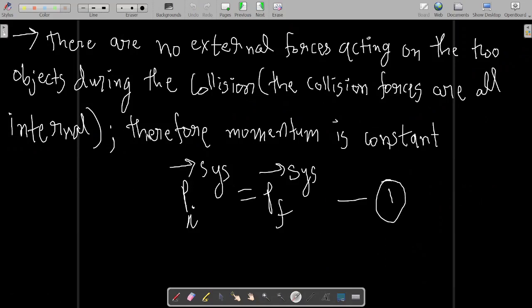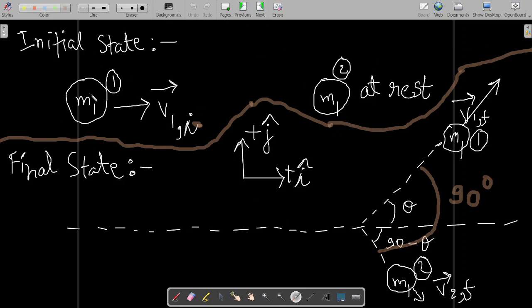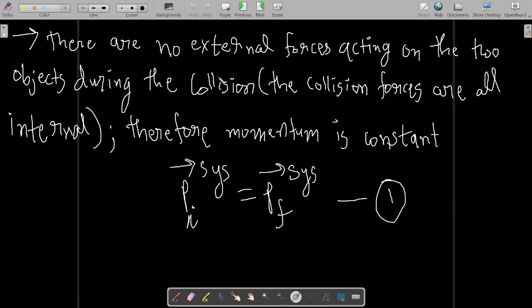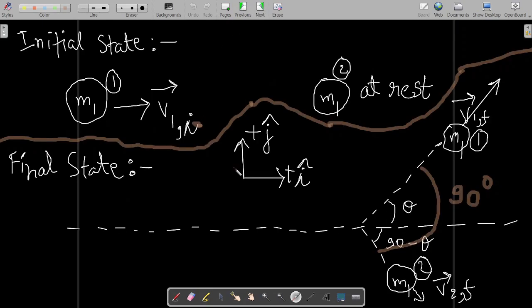There are no external forces acting on the two objects during the collision. The collision forces are all internal, because this m1 and this m1, that is object 1 and 2, together form a system. Whenever they together form a system, no external force is acting on them from the outside.